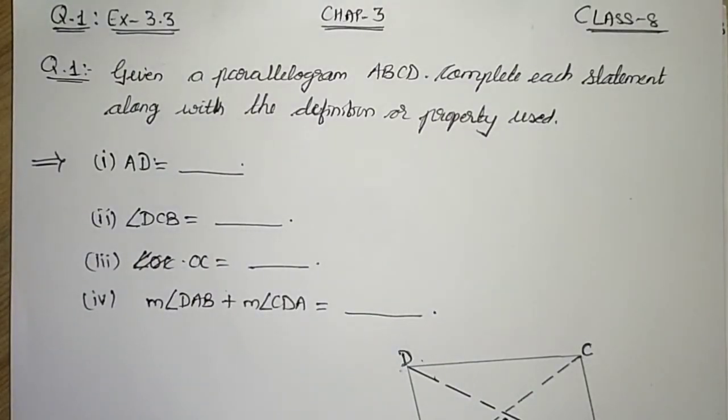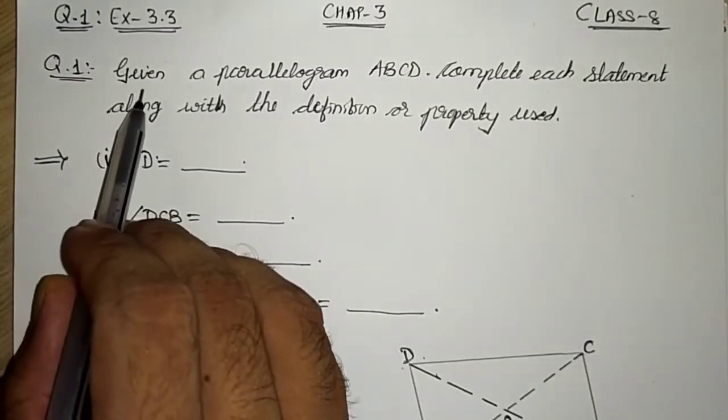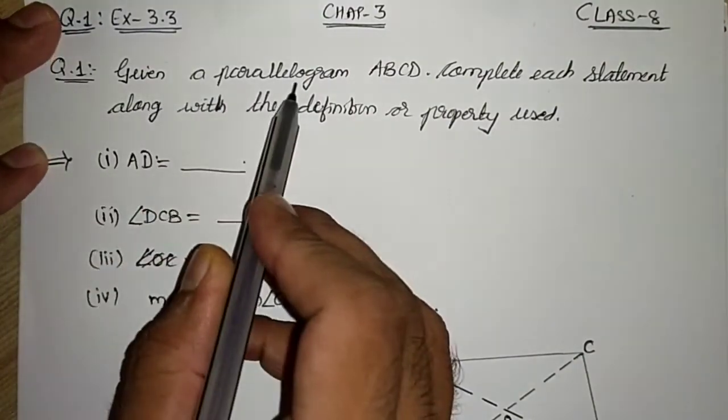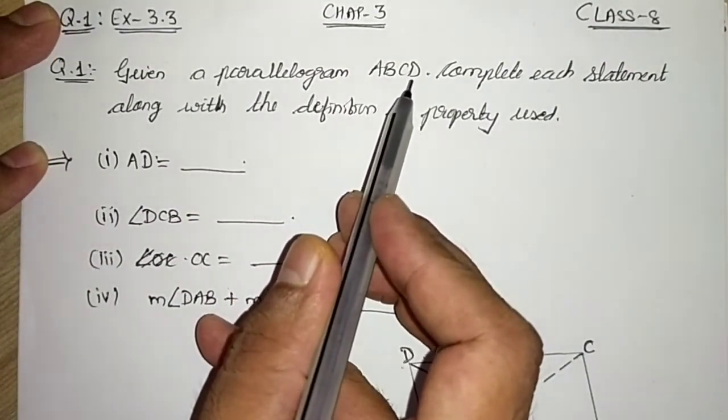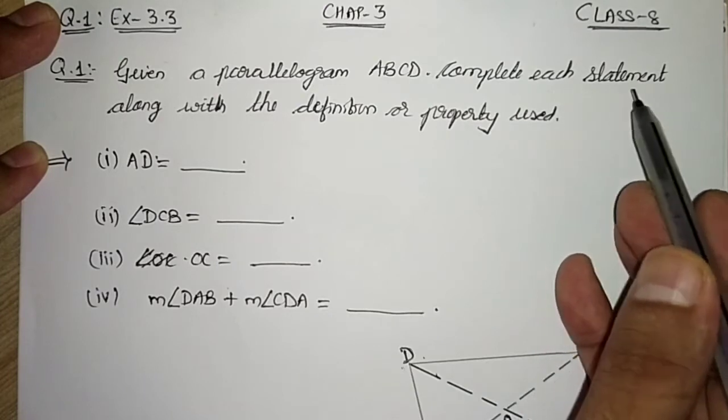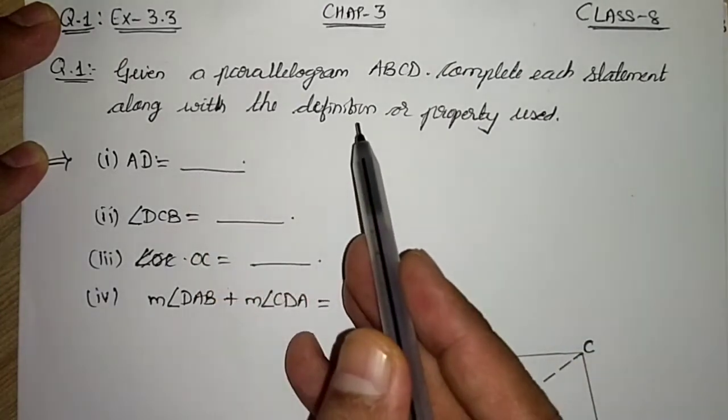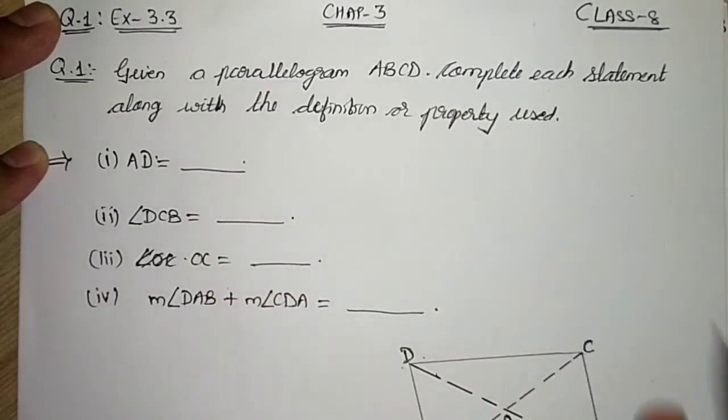Hope you all have gone through the 3 parts of introductory lecture. If not, please go through it once more so that you can understand the sums clearly. Starting with question number 1. Question number 1 says, given a parallelogram ABCD, complete each statement along with the definition or property used.